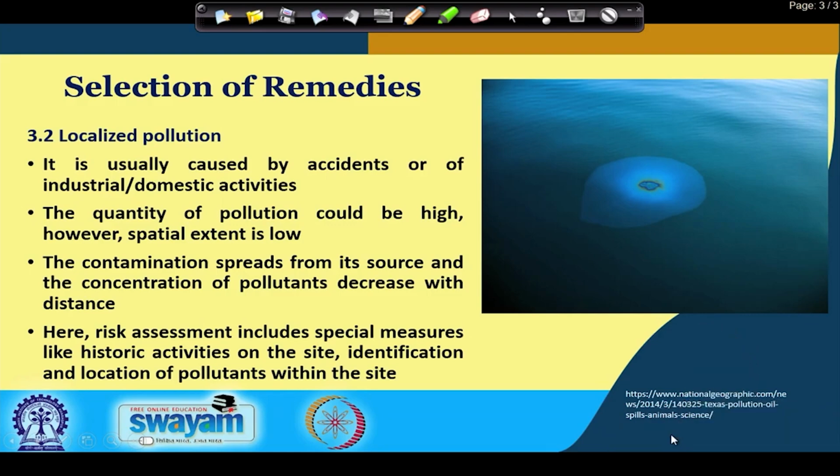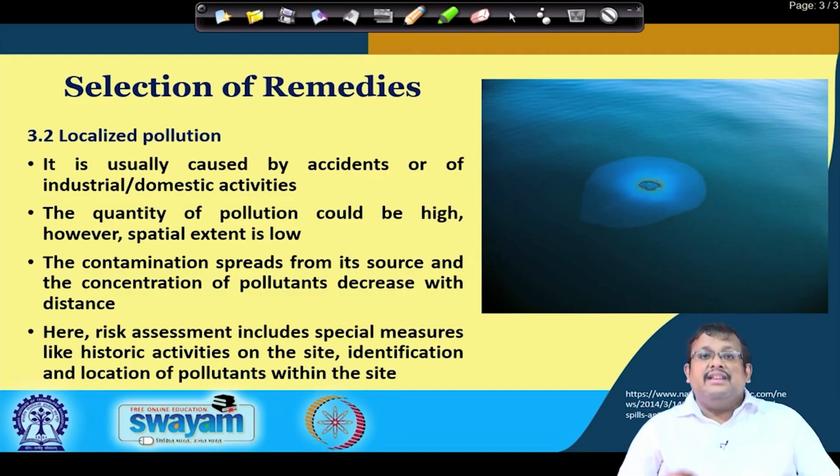Now, we have covered the diffuse pollution. Now, let us cover the localized pollution. As you can see in this picture, this is an example of localized pollution. It is usually caused by accidents or by industrial or domestic activities. Now, the quantity of pollutants could be high, however, the spatial extent is very low. It has not spread enough. So, that is why it is called localized pollution.